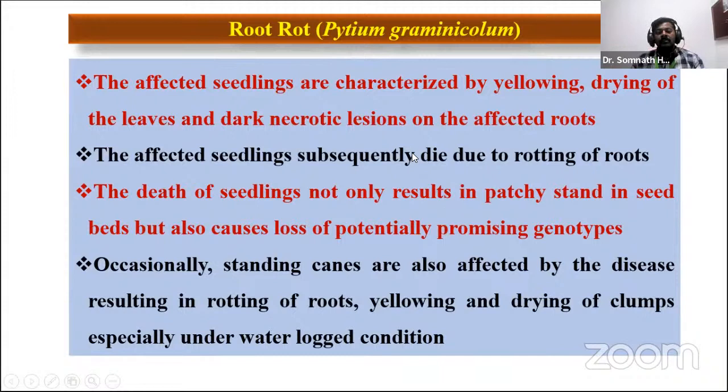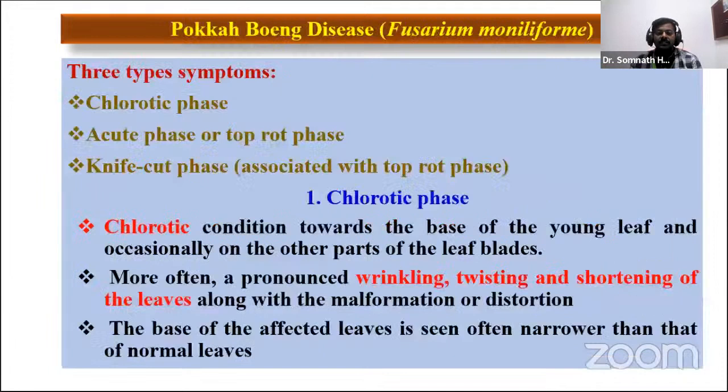The root rot is caused by Pythium graminicolum. The affected seedlings are characterized by the yellowing or drying of the leaves and dark necrotic lesions on the affected roots. The affected seedlings subsequently die due to the rotting of roots. Occasionally, the standing canes are also affected by the disease, resulting in the rotting of the roots, yellowing and drying of the clumps, especially under waterlogged conditions.